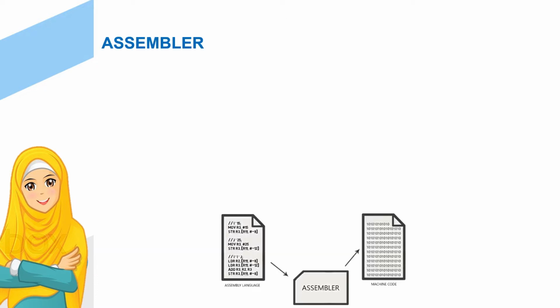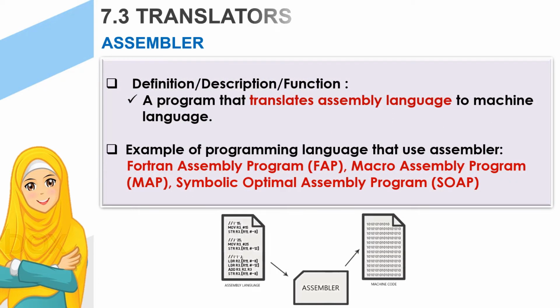So first, let's look at assembler. What is assembler? Assembler is a program that translates assembly language to machine language. So for this sentence, you can use it as definition, description, or to describe a function of assembler. So if the question asks you for definition or describe or give the function, you can use this sentence. So assembler is a program that translates assembly language to machine language.